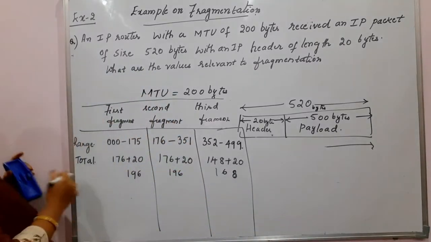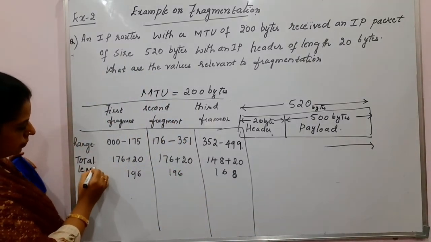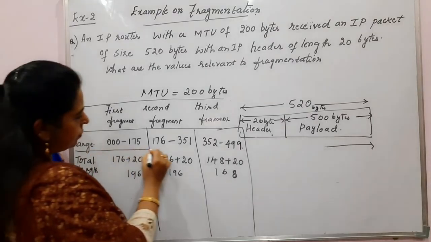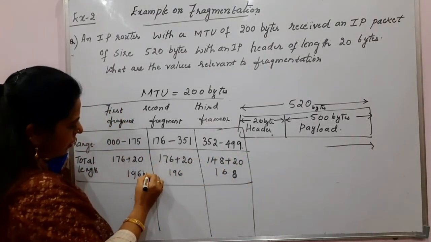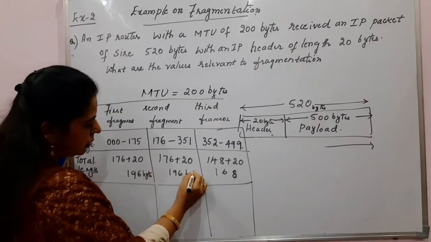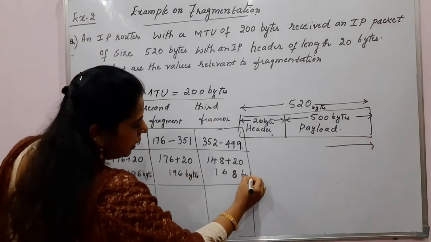148 plus 20 is 168. Total length is how much? Total length is 196 bytes, 168 bytes.